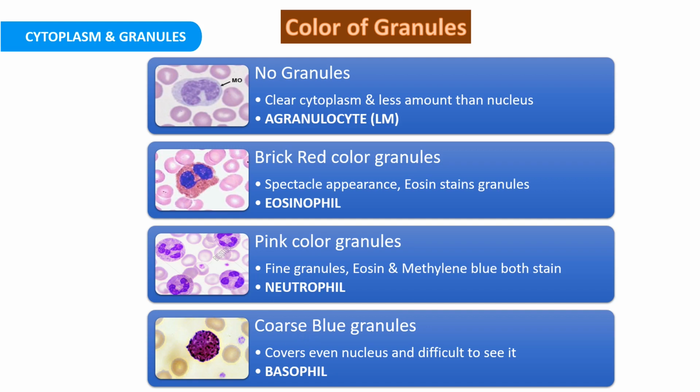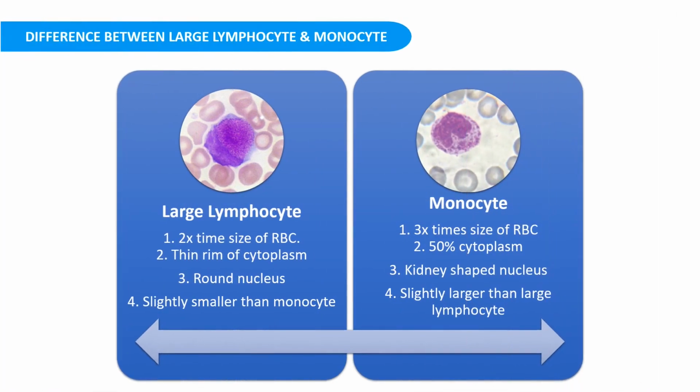Now let's find the difference between the large lymphocyte and monocyte in the next slide. Sometimes the large lymphocyte and monocyte may be confused because both are very big. There may be confusion about whether the WBC is a large lymphocyte or a monocyte. So how to differentiate? The first difference is size: the large lymphocyte is 2 times that of an RBC, while the monocyte is very big, that is 3 times that of an RBC.